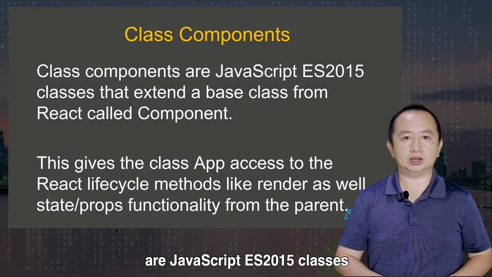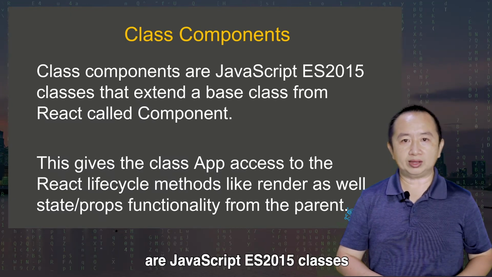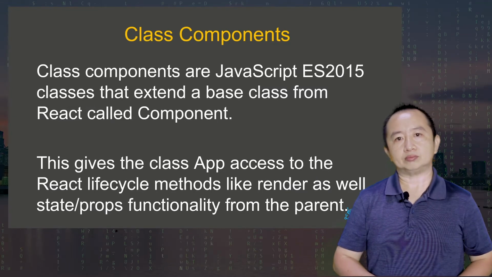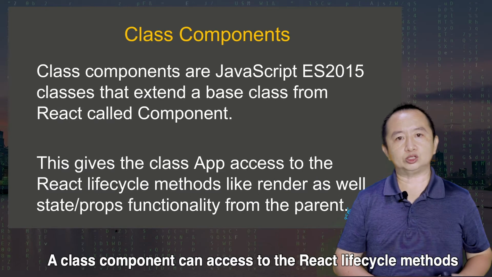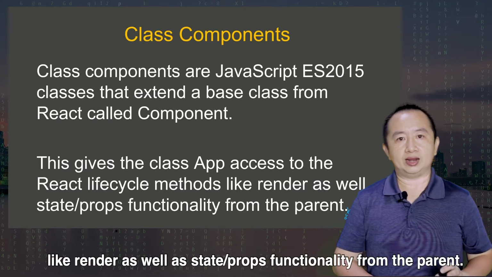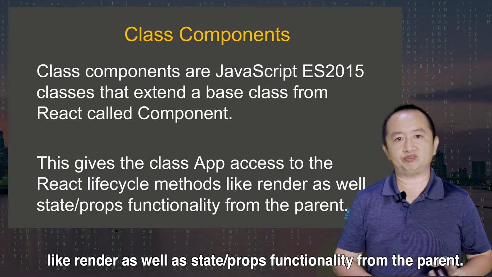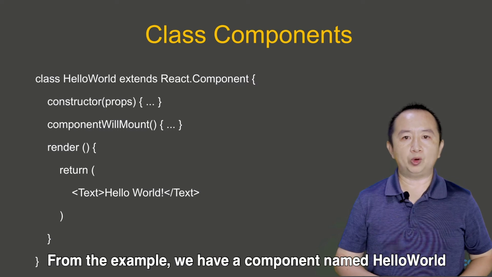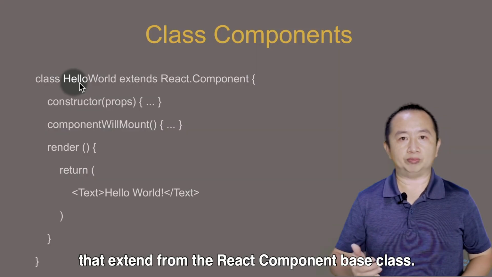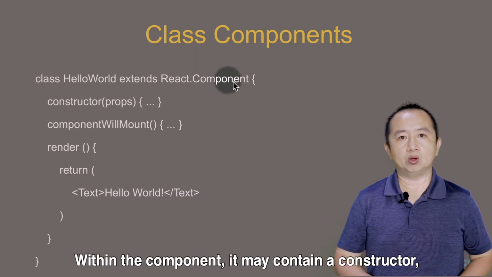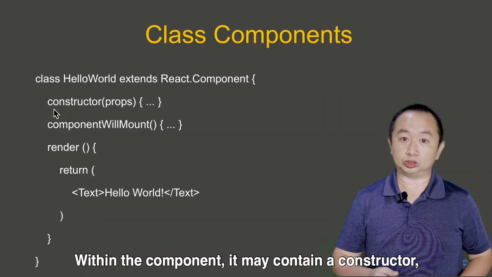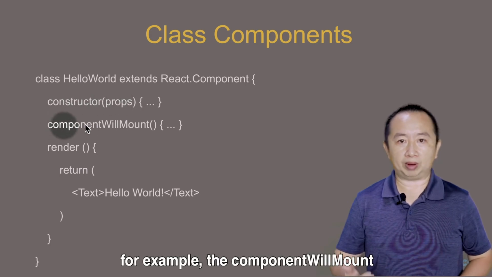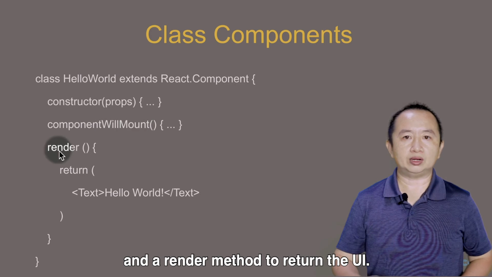A class component are JavaScript ES2015 classes that extend a base class from React called component. A class component can access to React Lifecycle methods that render as well as state props functionality from the parent. From the example, we have a component named Hello World that extends from the React component-based class. Within a component, it may contain a constructor, React Lifecycle methods, for example, the component will mount, and a render method to return the UI.